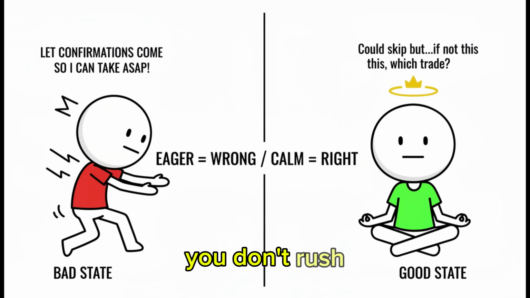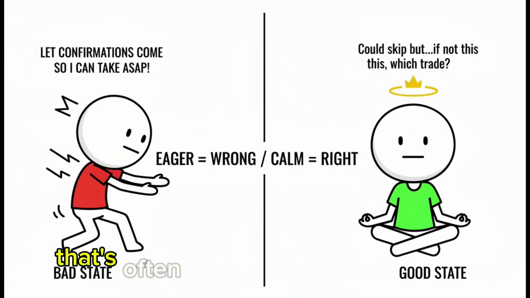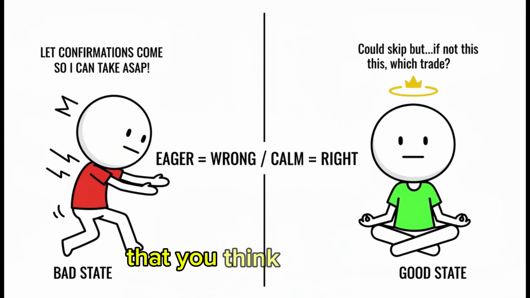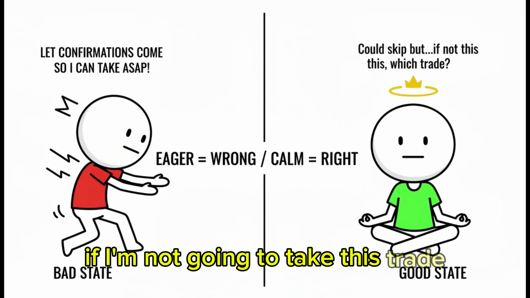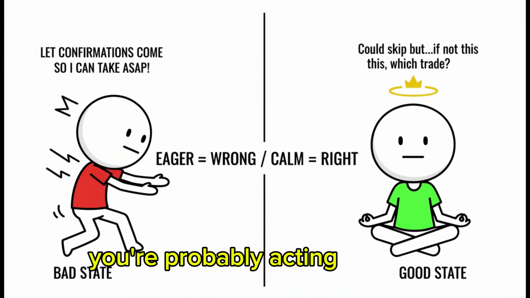You're usually not eager to take good trades. You don't rush. On the contrary, when you feel like I could skip this one too, that's often when good trades appear, when you're not desperate for them. And it's so clear and textbook that you think to yourself, if I'm not going to take this trade, which trade will I take? This is a very familiar situation. If you're thinking this way, you're probably acting correctly.